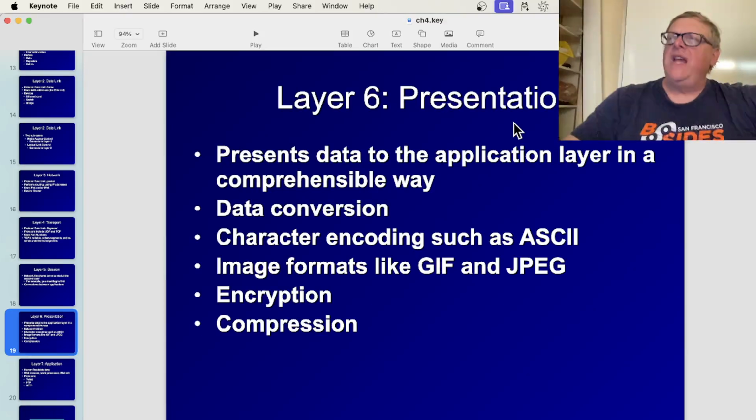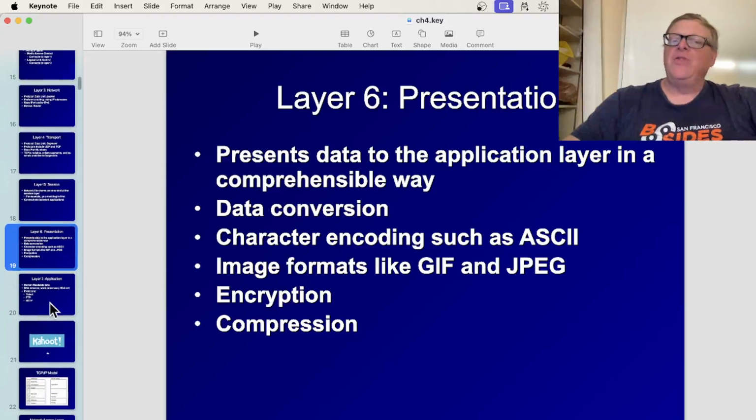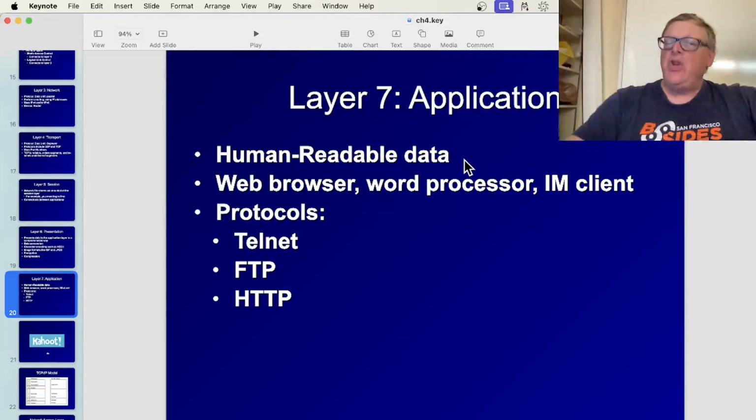This is what converts data into a way that's useful to the end user, taking bytes and decoding them to become ASCII or image formats, encryption or compression. This is what takes data that has been delivered through things like TCP and rearranges that data in a form that's useful to the end user. And layer 7 is where human readable data is.